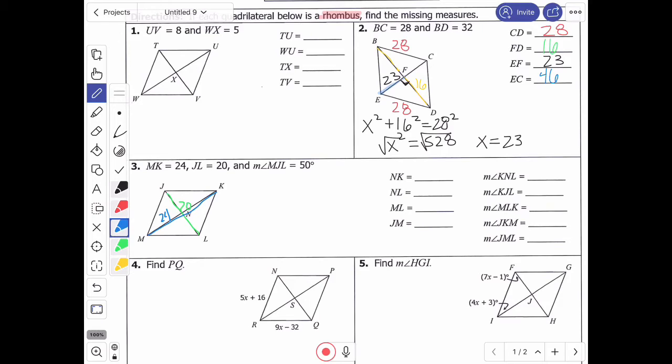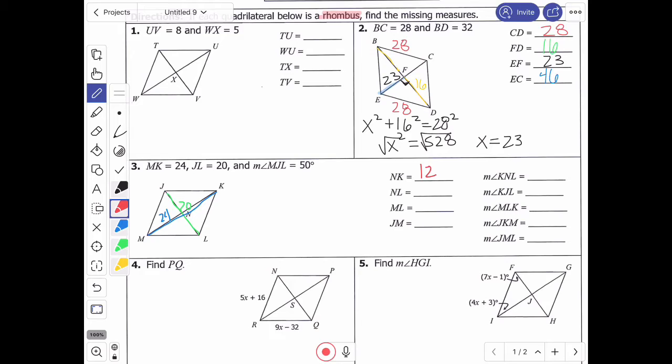And then angle MJL is 50 degrees. I'm not even going to worry about the angle yet because I just want to do the side length. So starting off, if I find NK, it would be half of this blue diagonal. If this entire blue diagonal is 24, I'm just going to take 24 and divide it by 2. And so that makes NK 12.